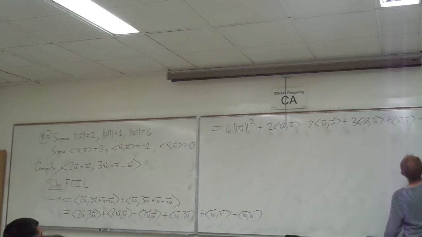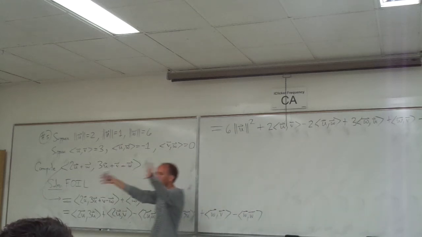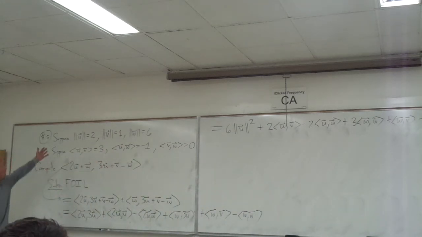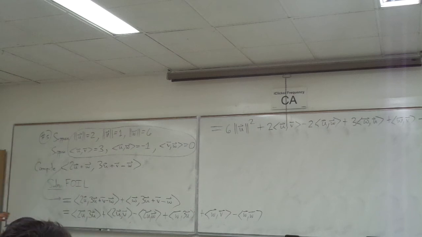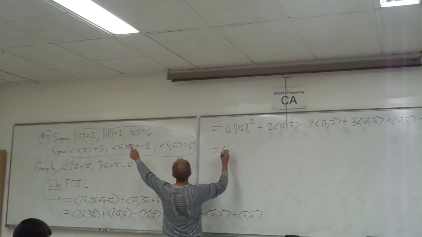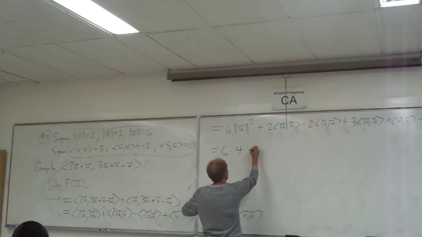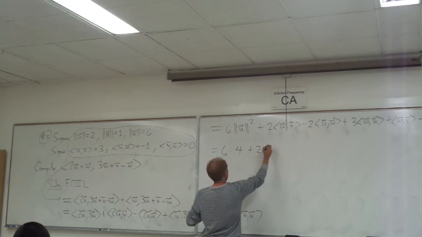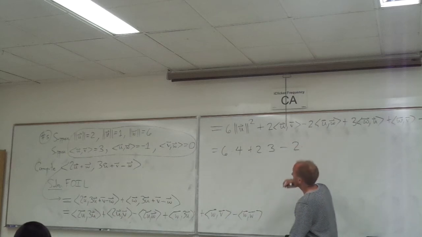Are you guys starting to see how we're going to do this problem? We've split it all down into simple terms, and now we have all of our given values up here. Everything that I gave you up here, we can now start using. So let's just start plugging it all in. The norm of u squared would be 4, right? So 6 times 4, plus 2 times the inner product of u and v, which was 3, so 2 times 3, minus 2 times the inner product of u with w, which was -1.